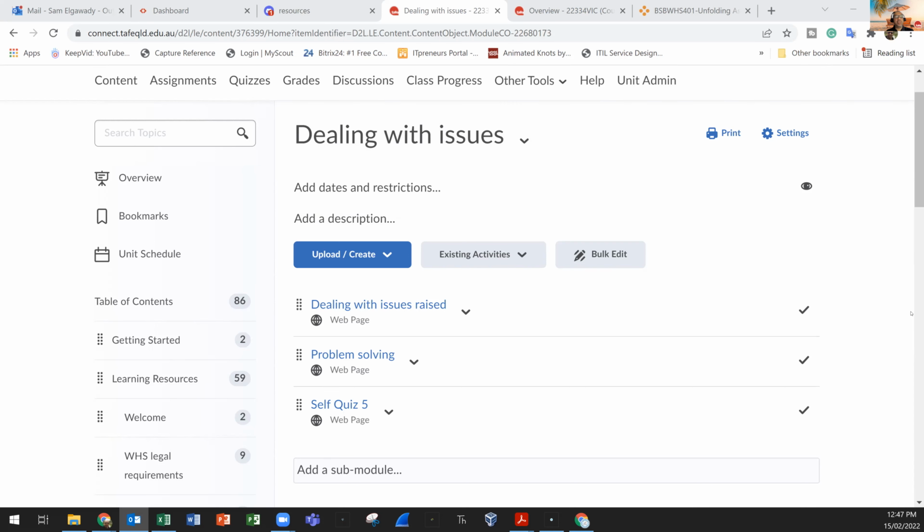Really keen to understand the work health and safety unit. So in this topic, we are discussing how to deal with different issues. So we are dealing with issues raised, problem solving, then self-quiz. This is just for yourself to assess your knowledge.